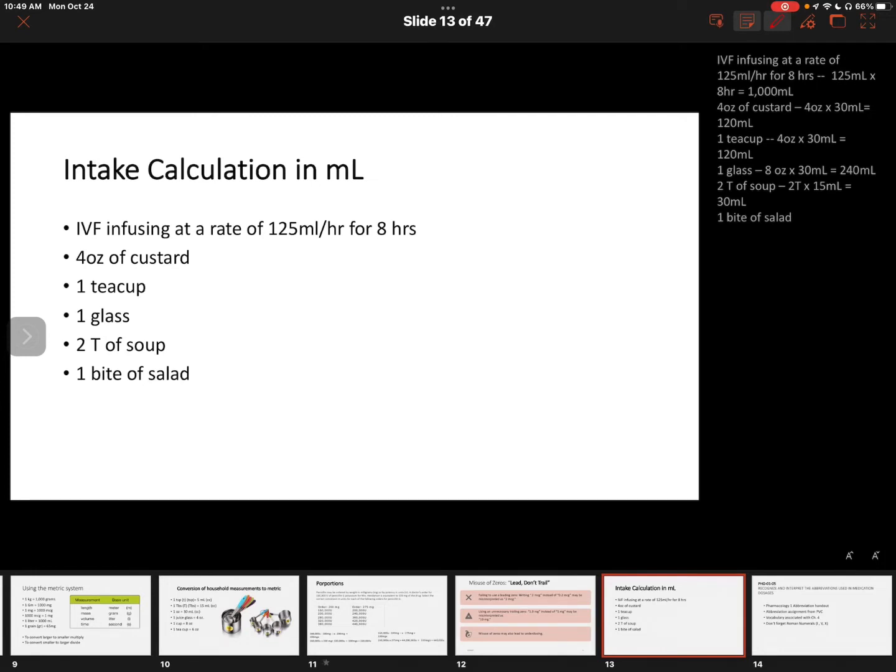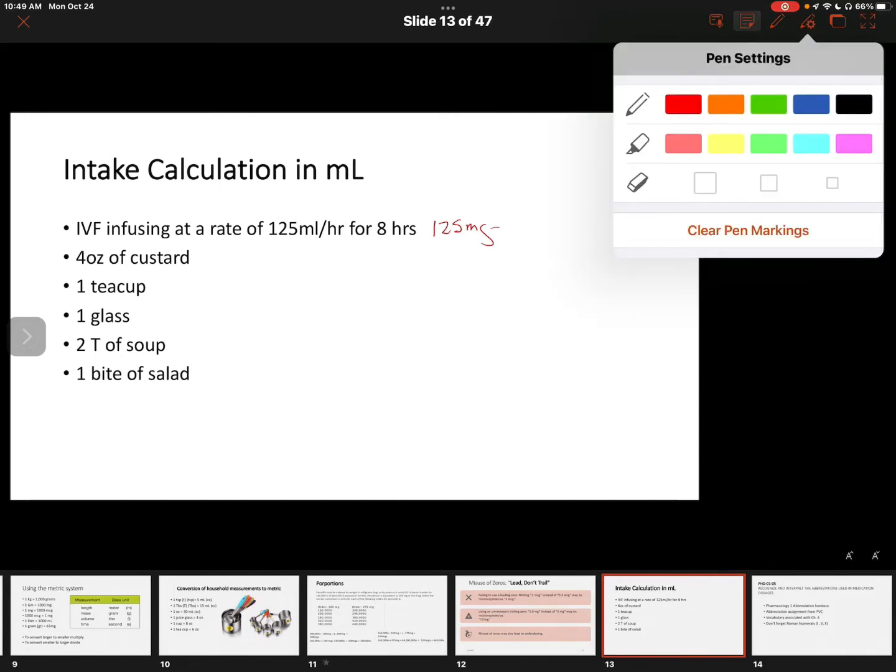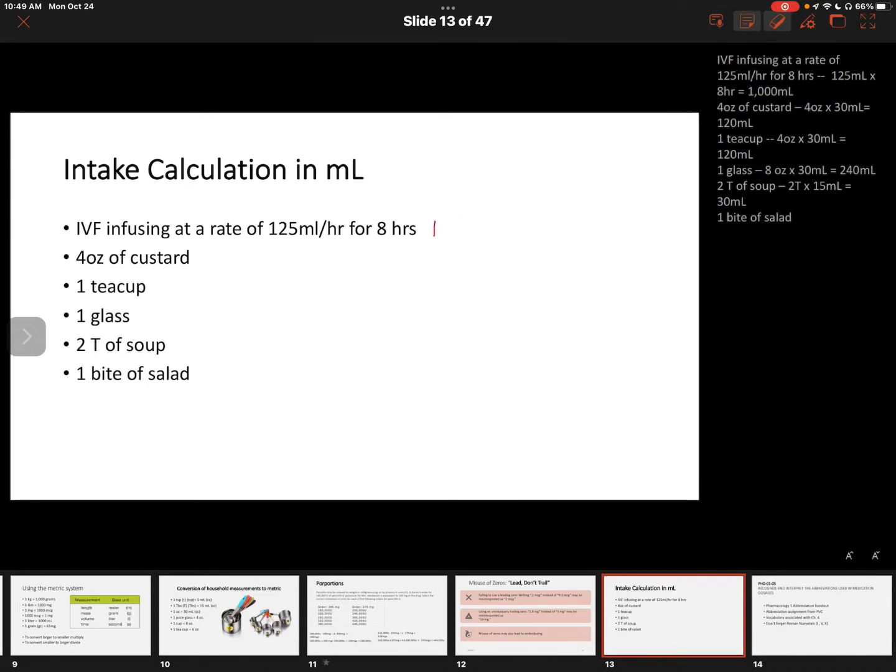Well, first of all, I have 125 milliliters. I accidentally put gram there, but that's not what I want. It's 125 milliliters that is running every hour for 8 hours. So I would take 125 milliliters and multiply it by 8. That would give me an answer of 1,000 milliliters.